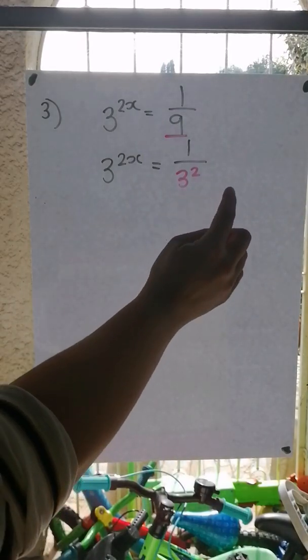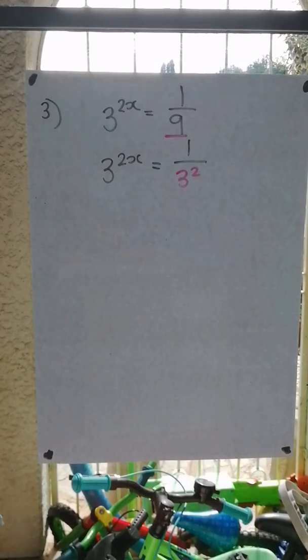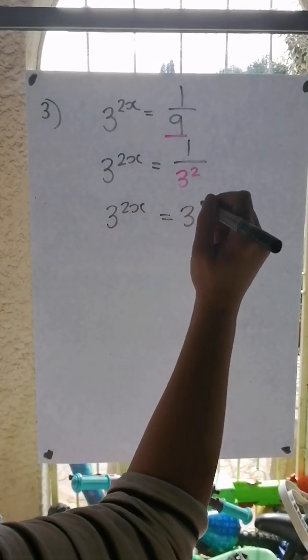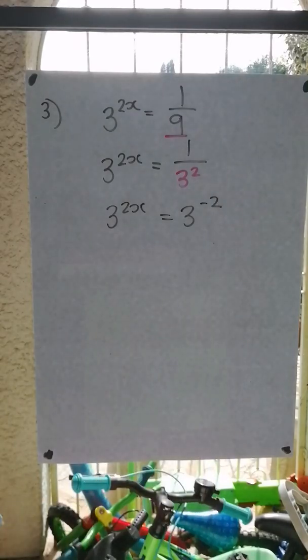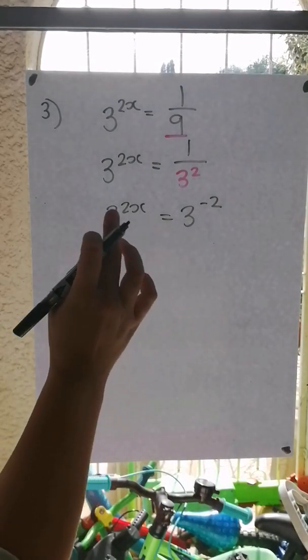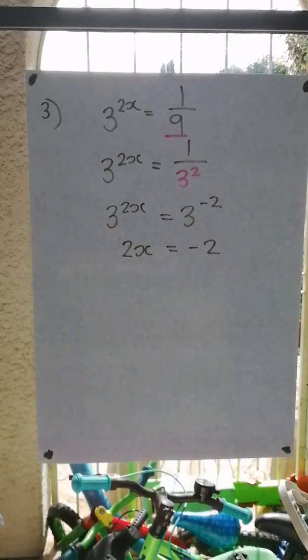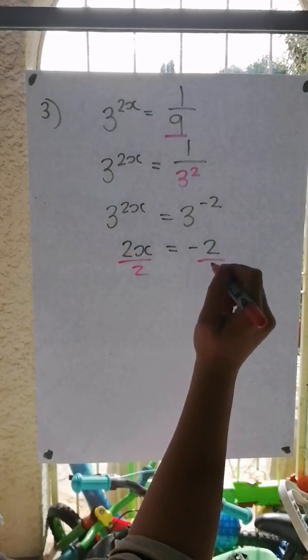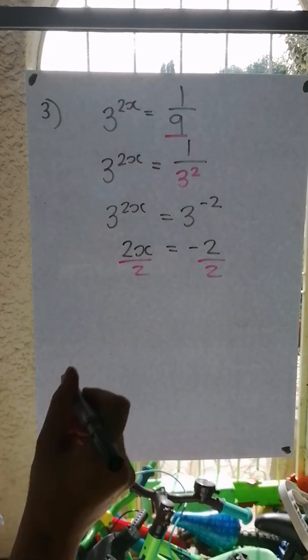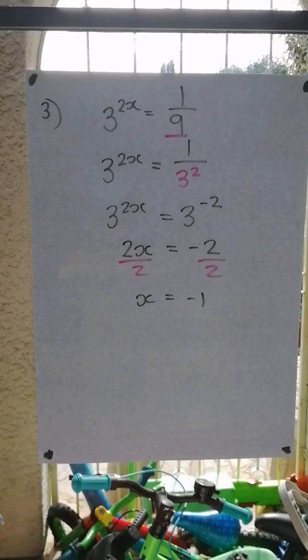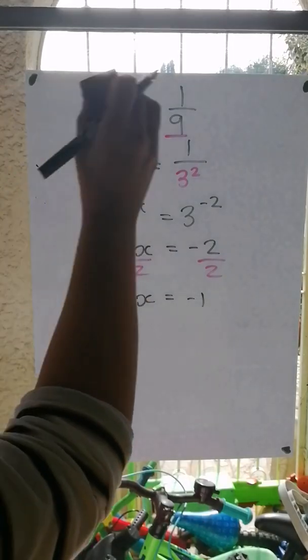I don't want the fraction, so I take the fraction to the top and I end up with 3 to the power of 2x equals 3 to the negative 2. Okay, like bases, ignore the bases, and I'm left with 2x equals negative 2. Divide both sides by 2. And I see that x equals negative 1. Solving for x. Okay.